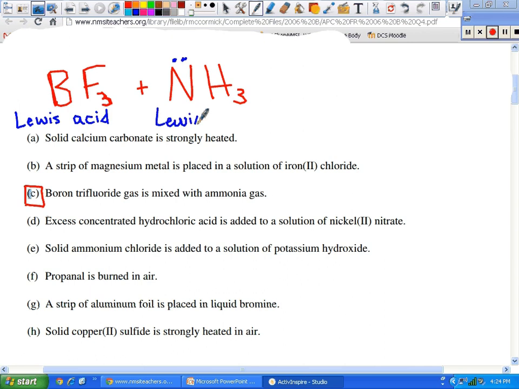So we saw how this forms when this makes something. It's that big ugly word. And I'm just going to write it right here. It's a coordinate covalent compound.